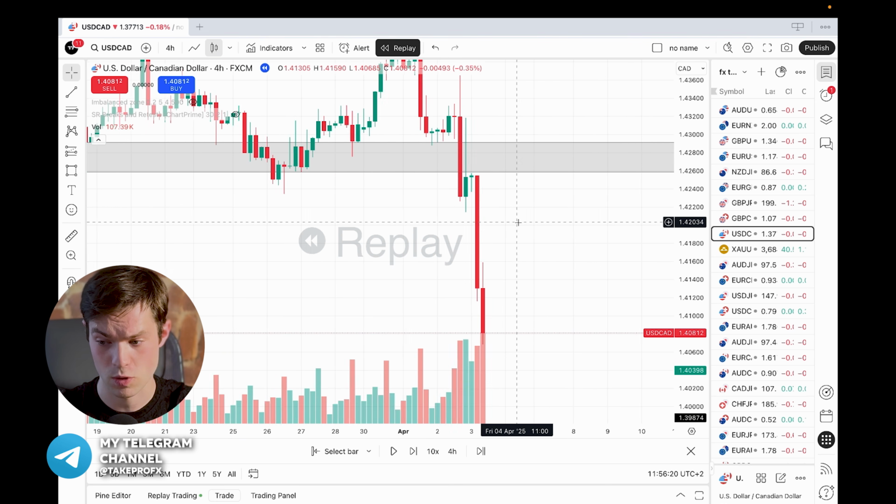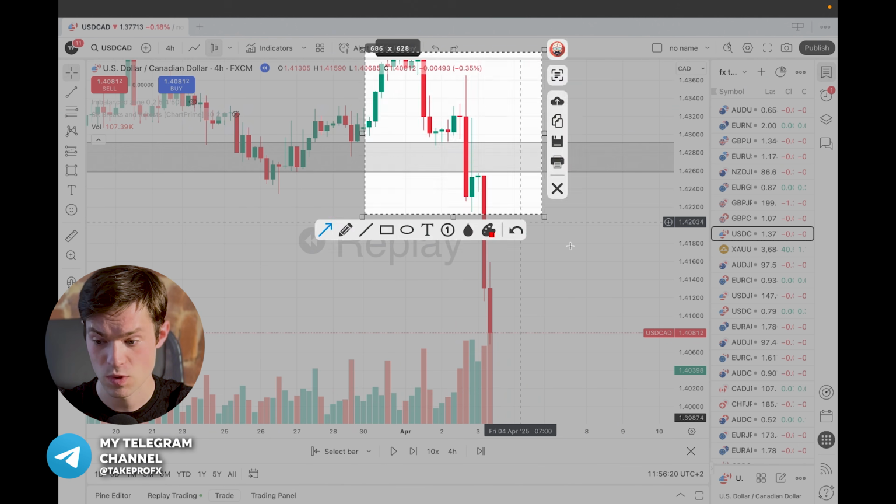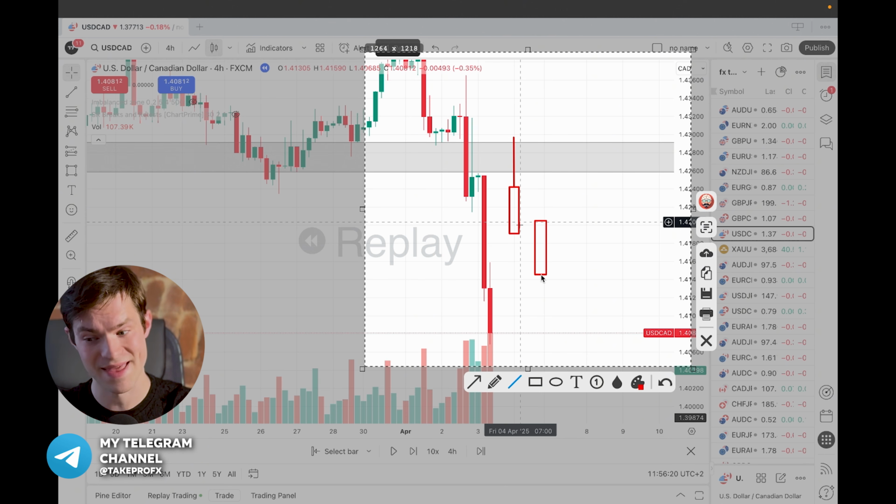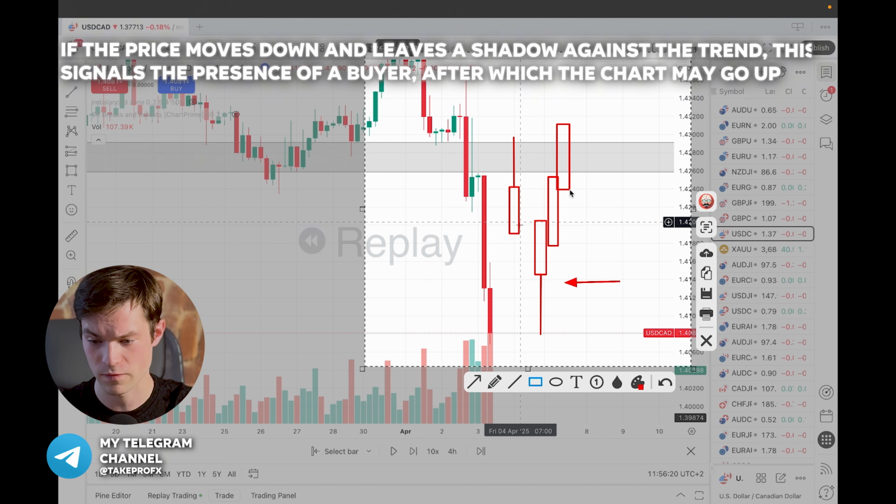The shadows are also aligned with the trend, which is very important because when the price moves down and leaves shadows at the top, that's normal. When the price moves down but leaves shadows against the trend, I mean at the bottom, this signals to us that a buy is appearing in the stock market and green candlesticks may start to form after that.